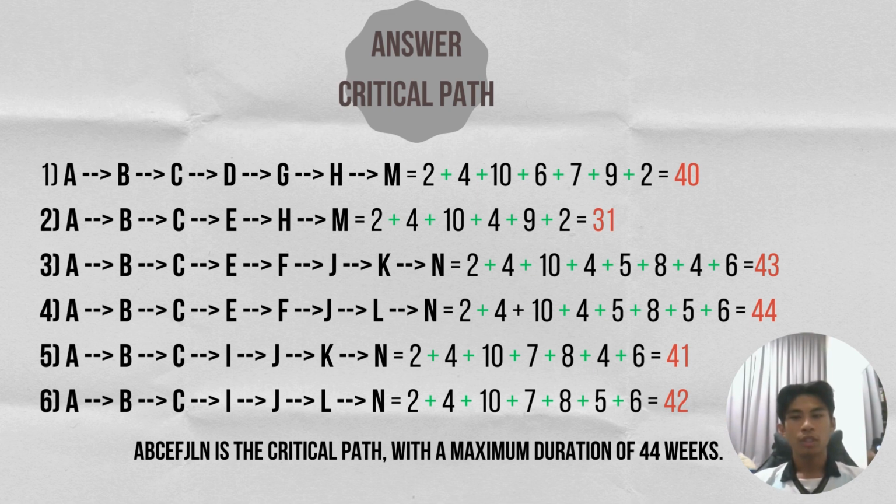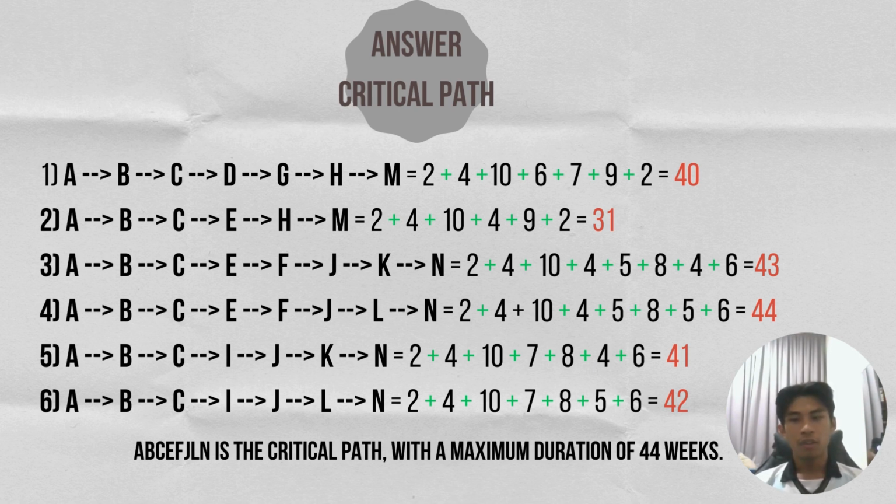For number 1, A, B, C, D, G, H, and M. If we calculate, we will get 40 time taken. Next is A, B, C, E, H, and M. We will get 31 time taken. For number 3, A, B, C, E, F, J, K, and N. We will get 43 time taken.